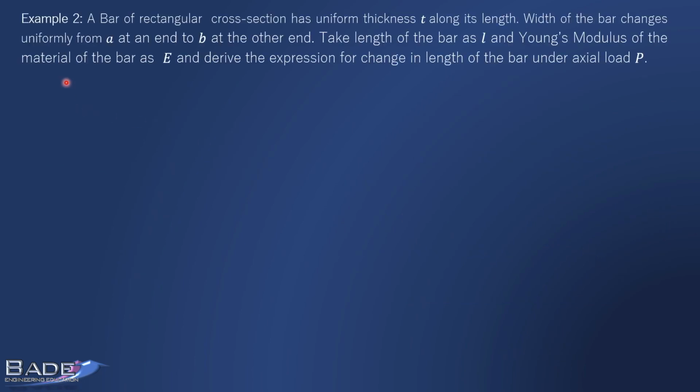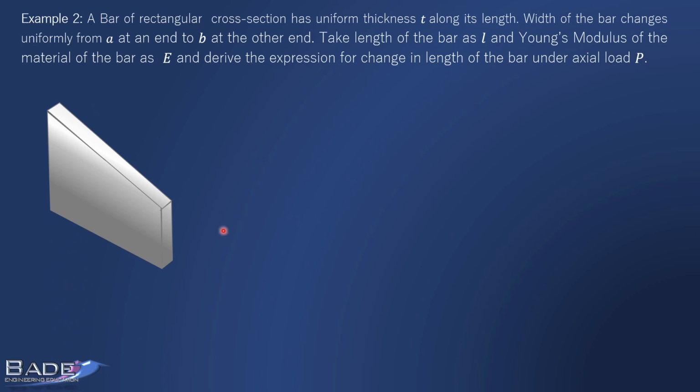Okay. Now check this problem. A bar of rectangular cross section has a uniform thickness T along its length. Width of the bar changes uniformly from A at one end to B at the other end. Take length of the bar as L and Young's modulus of the material of the bar as E, and derive the expression for change in length of the bar under axial load P. So we are going to find change in length of this bar under axial load P.